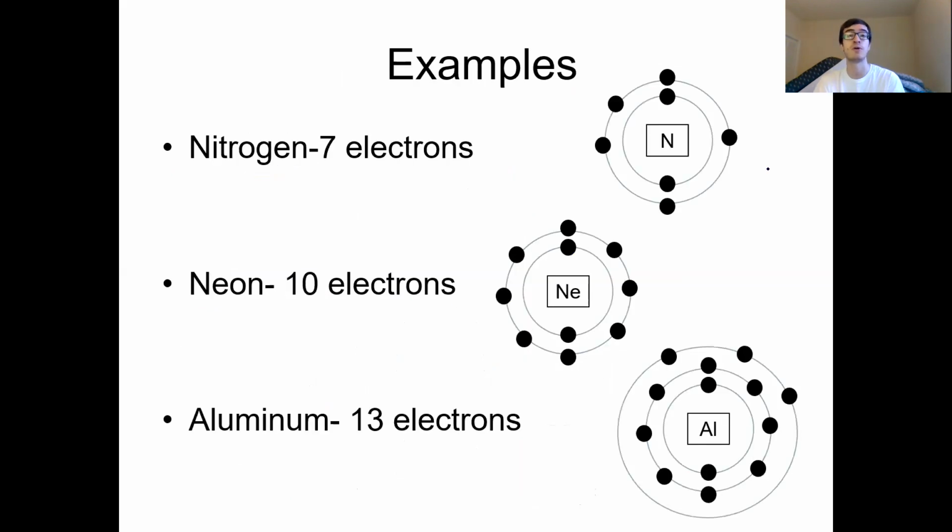So let's look at some more examples. Nitrogen has an atomic number of 7, so it has 7 electrons. So we start counting. 1, 2, but now shell number 1 is full.